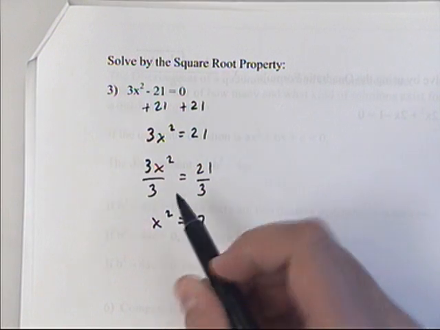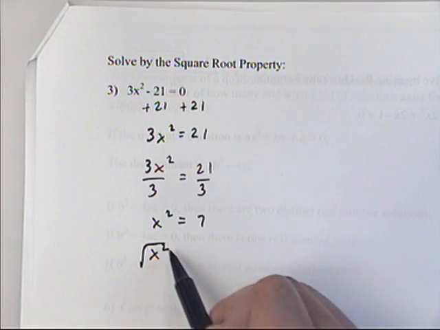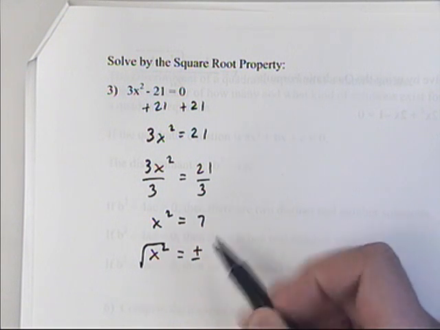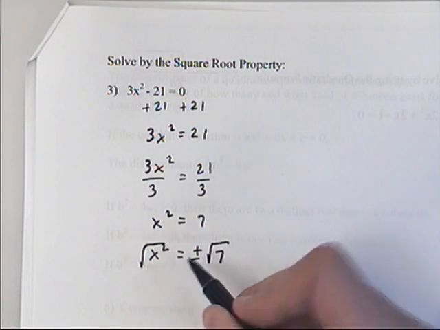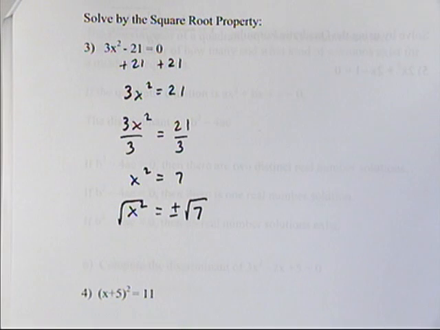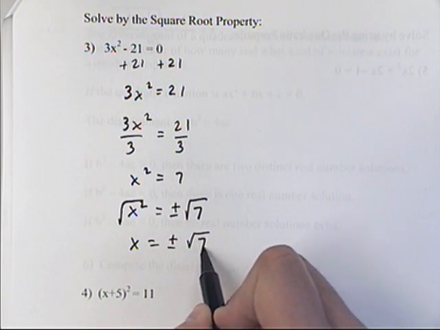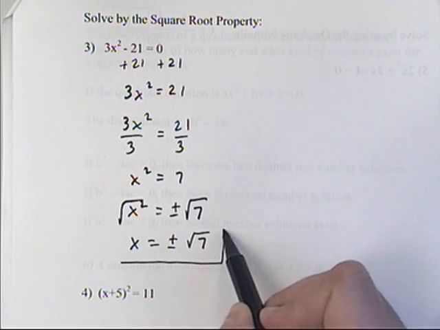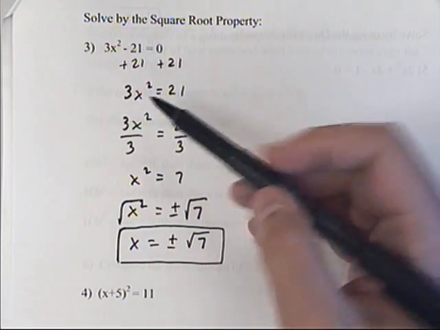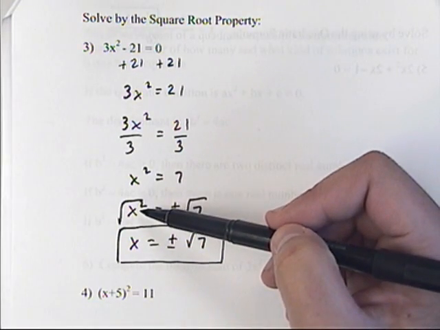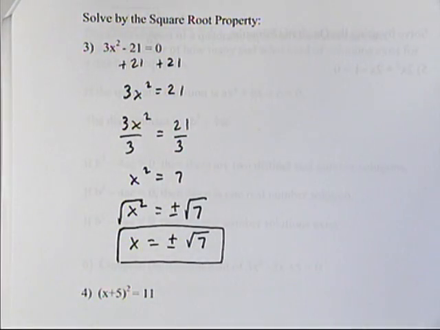And then take the square root of both sides. Don't forget, when we go from a regular number to putting a square root on top of that, that's when we have to remember to use our plus or minus. So I get x equals plus or minus the square root of 7. So what I basically did there is I isolated the part that had the x squared in it, and then I was able to get the square root of that to cancel that out. That's called isolating the square.